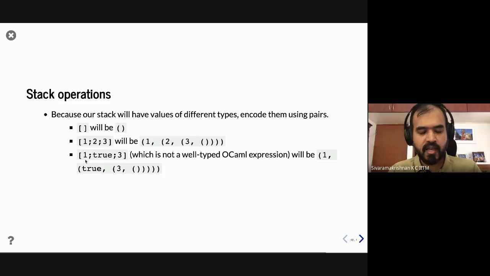So you cannot write this expression in OCaml, and it doesn't type check, right? This is a list with an integer, a boolean, and an integer. This is not a well-typed expression. But in our encoding this way, where we use pairs to encode everything, this is a fine expression, because this is a pair which has 1 as the first element and a pair as the second element, and that pair happens to have true as its first element. So this is completely fine. This is the reason why we encode the stack using pairs.